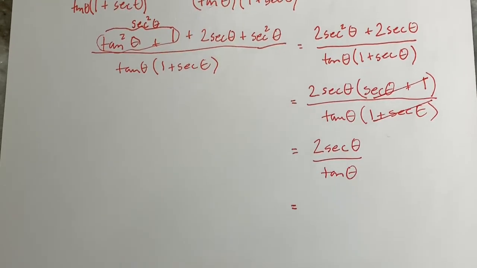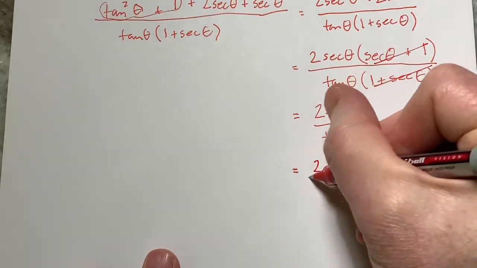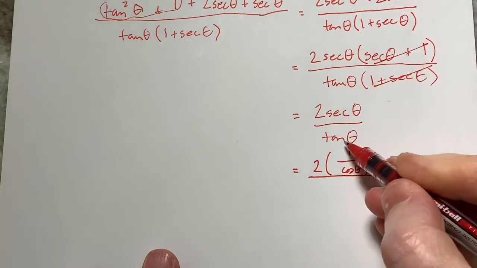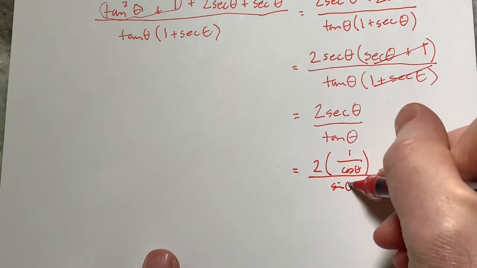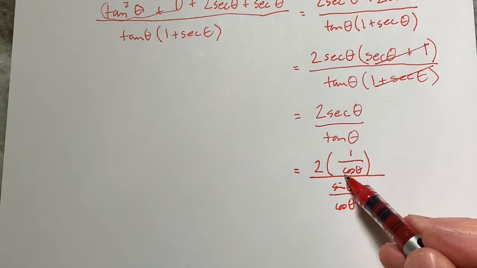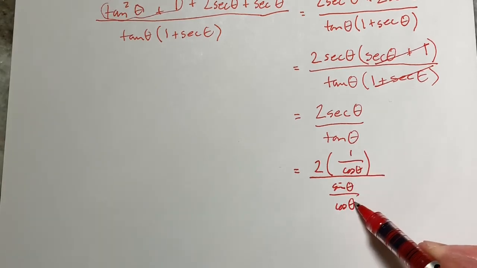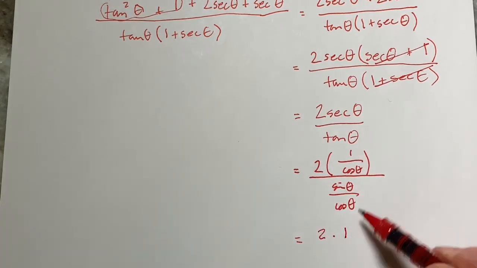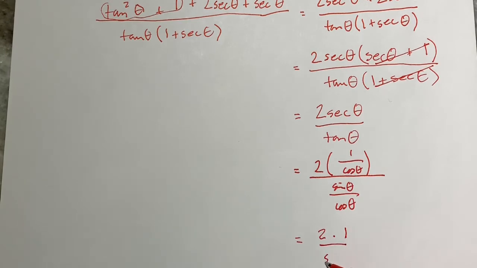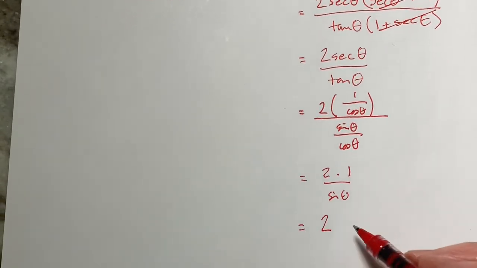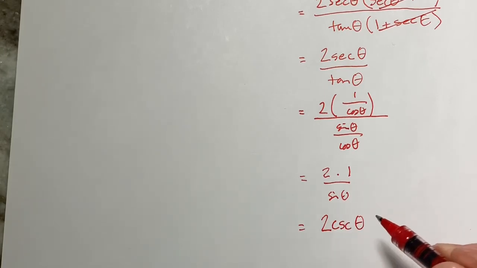I could change the secant in the numerator to a 1 over a cosine. The denominator, I could change to a sine over a cosine. And at this point, because I'm dividing, I can cancel these cosines out. And if I did that, I would be left with a 2 and a 1 times a 1, all of it over a sine. And what's 2 over sine? That's 2 cosecant theta.